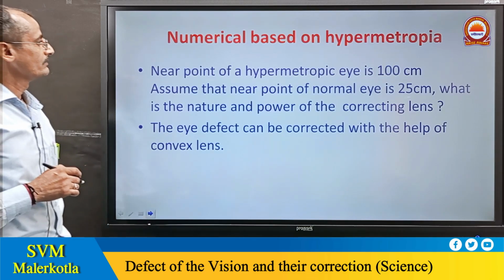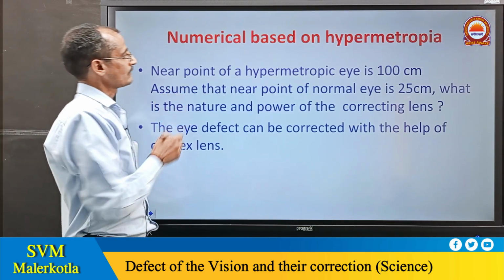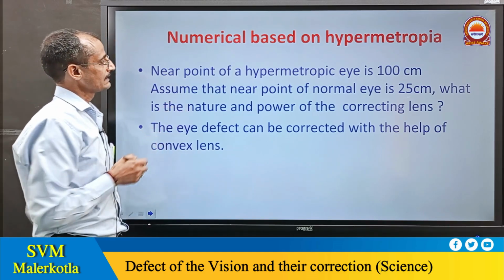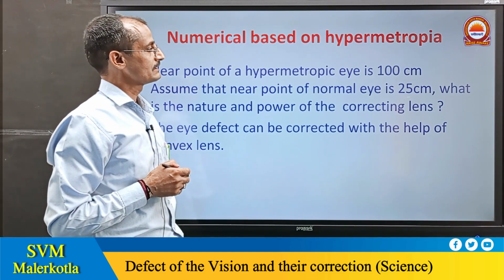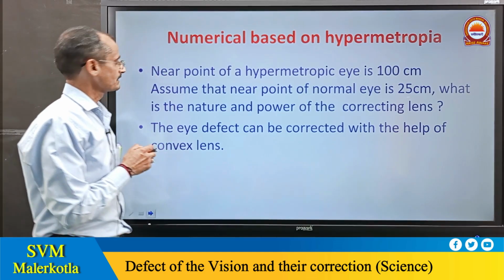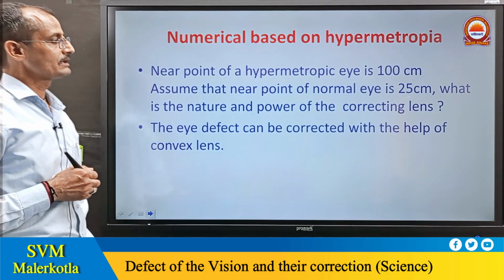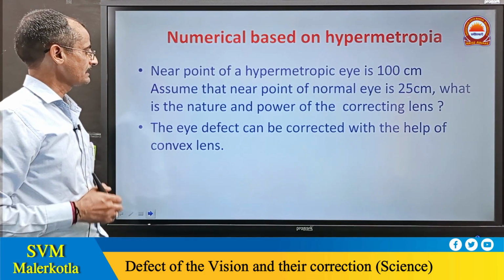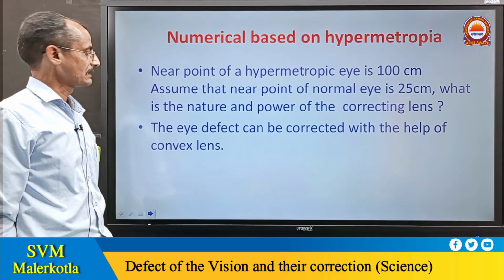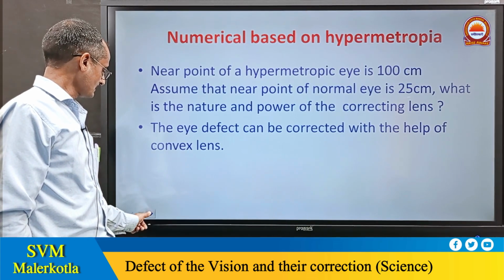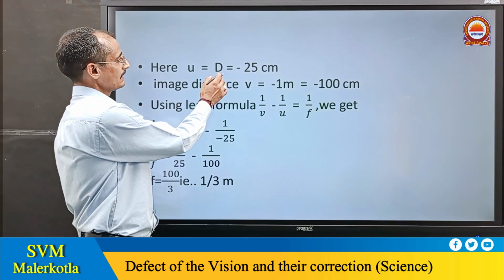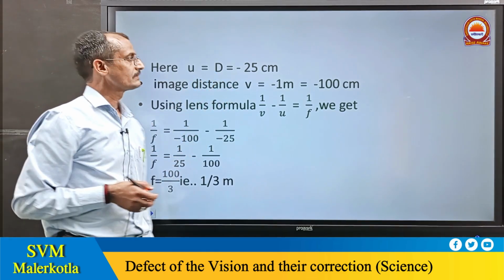Now we can discuss a numerical. The near point of a hypermetropic eye is 100 centimeter. Assume that the near point of a normal eye is 25 centimeter. What is the nature and power of the correcting lens? The eye defect can be corrected with the help of a convex lens. Here u is equal to d and d is equal to minus 25 centimeter.